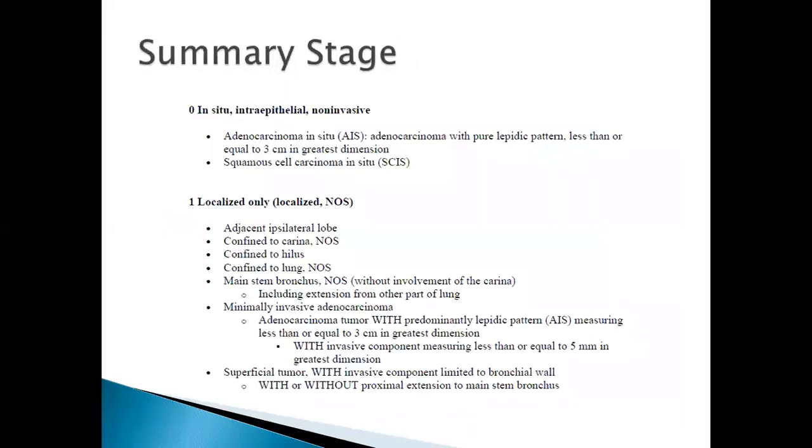A quick review of the summary stage for lung cancer. Summary stage 0 for in situ or non-invasive cancers. This does not happen often in lung cancer. Most people are diagnosed at a more advanced stage. Summary stage 1 is a lung cancer that is localized and confined to the lung and/or main stem bronchus.